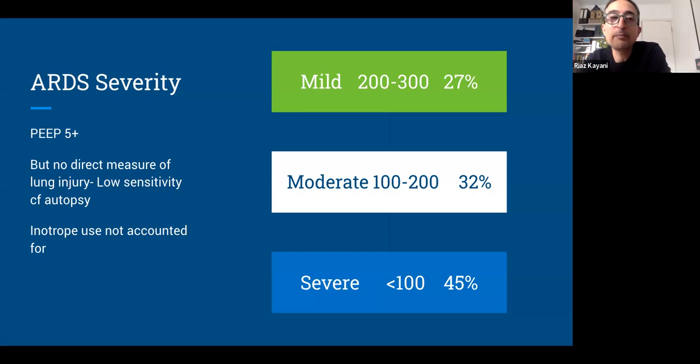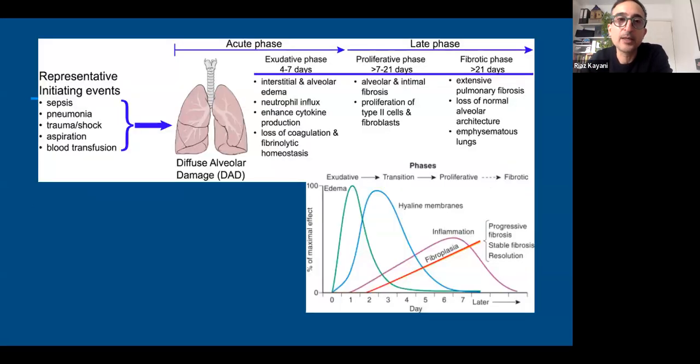Obviously, this is not a direct measure of lung injury. That's a very difficult thing to do. And so these are all approximations for what that might be. And if you look at ARDS, it's very well known to have different phases. And this is something that is very evident both at the bedside and also in the science.